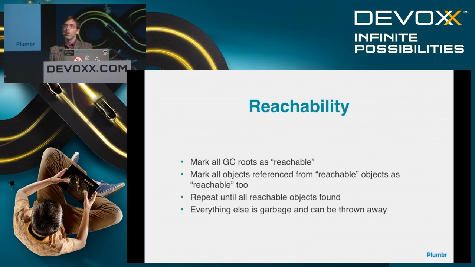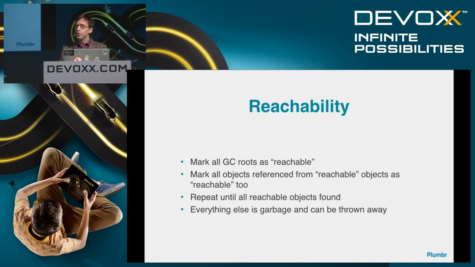Then we follow references from reachable objects. We follow all references from reachable objects to some other objects, and we mark those objects as reachable too. And rinse and repeat. We repeat this process of walking the object graph until we mark all objects which are transitively reachable from GC roots as reachable. And these objects are alive.